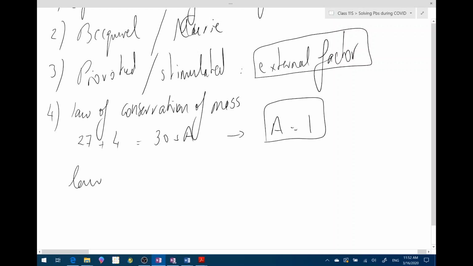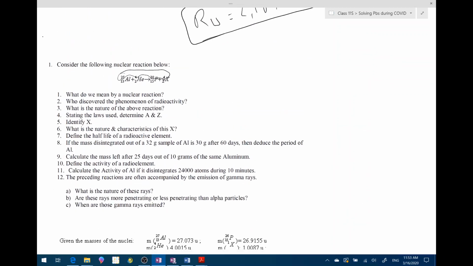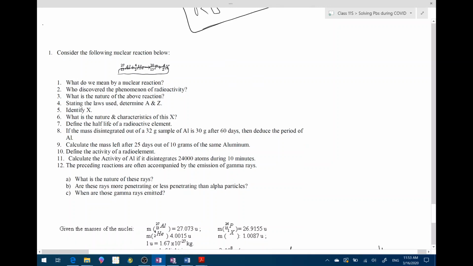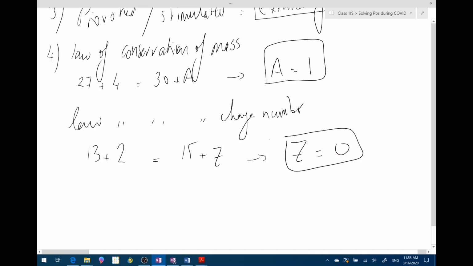And the second law is the law of conservation of charge number. I'm going to erase this again. Those at the bottom, 13 and 2, 15 and Z. 13 plus 2 equals 15 plus Z. So that would give you a Z, which is 0. Okay, remember those two are called Soddy's laws.